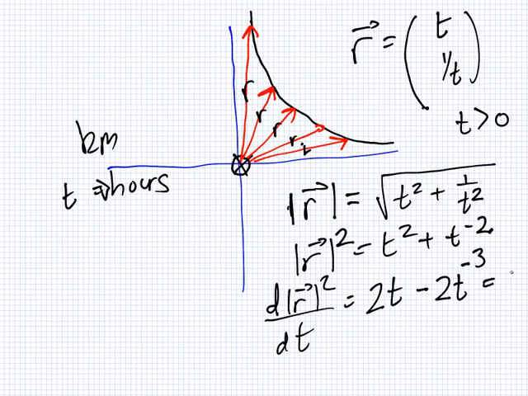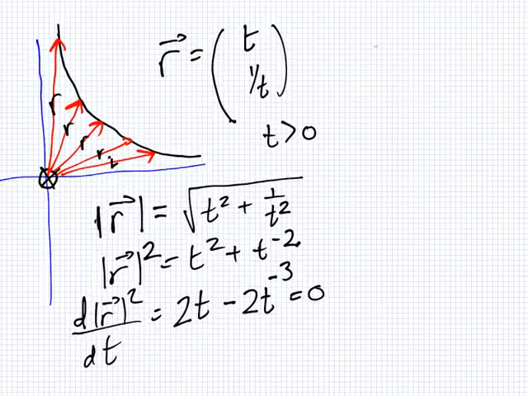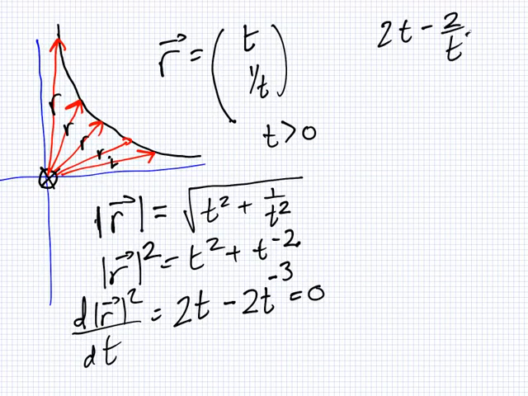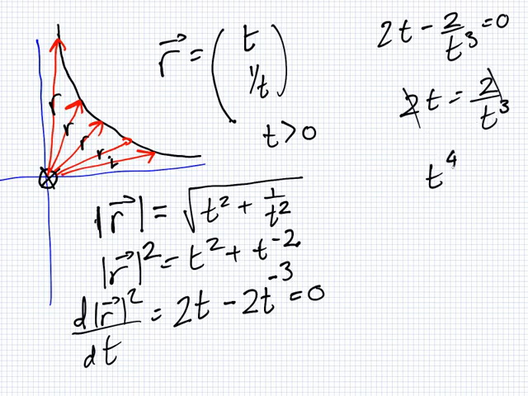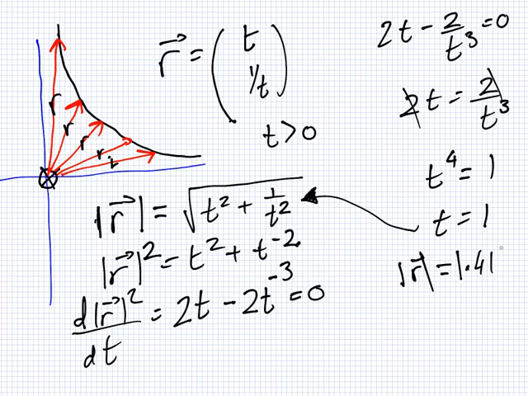Now, let's calculate the derivative. So what's the derivative here? 2t minus 2 over t cubed equals 0. So your job now is to solve this equation. You need to solve 2t equals 2 over t cubed. The 2's cancel, yeah. So t to the fourth equals 1. So what does t equal? 1. If you put that back in here, you get the minimum is square root 2, 1.41 kilometers.